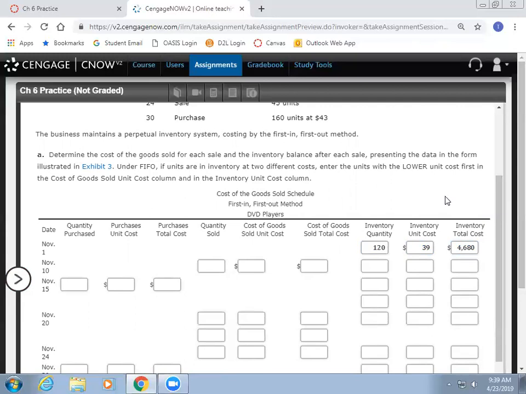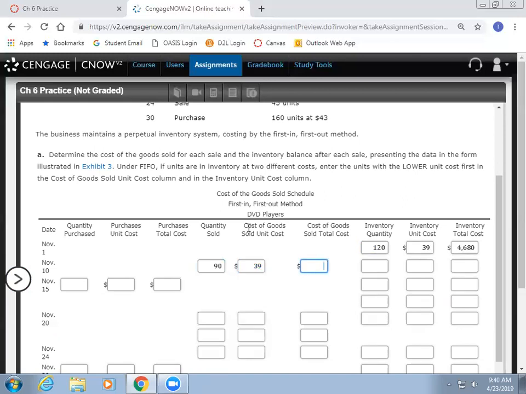When you get to November 10th, it tells us we made a sale of 90 units. Well, we only have one inventory price point right now, right? Just that beginning inventory of $39. So when we make that sale on November 10th, those are all coming out of the 120 that are $39. That's the only price point we have in inventory. So we sold 90 units, and they have to be the $39 units because that's all we have.